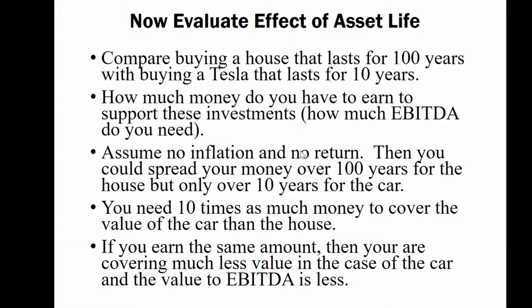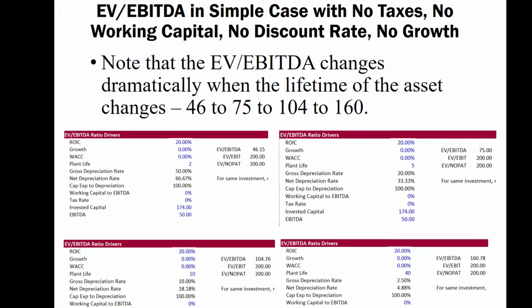The car is a whole lot more expensive because I said the house can last 100 years, the car only 10 years. You need 10 times as much money if you have the car because you have to keep replacing the car. That's the kind of basic idea why the EV to EBITDA ratio is such a tricky thing.